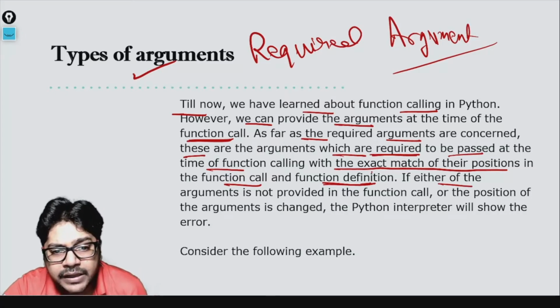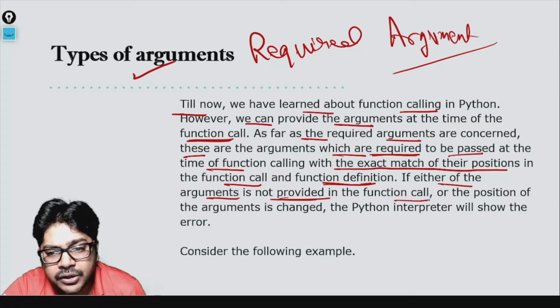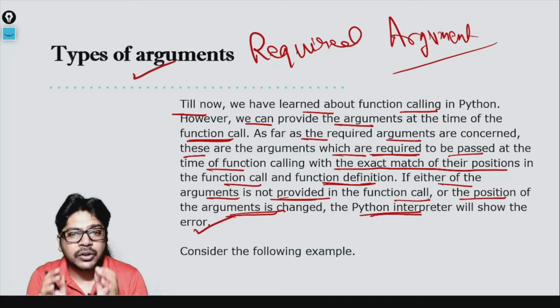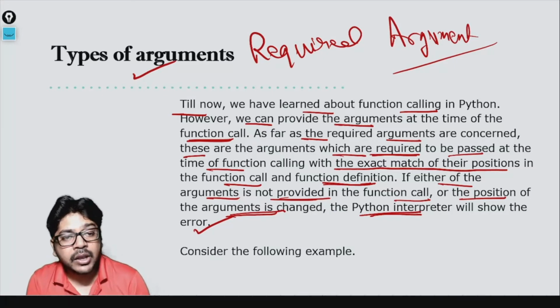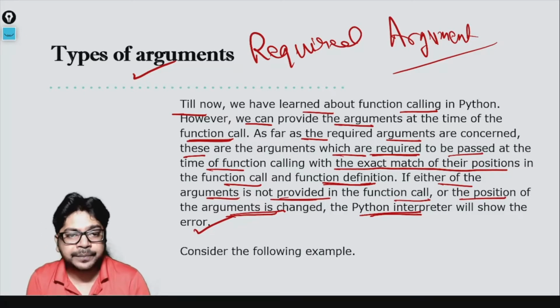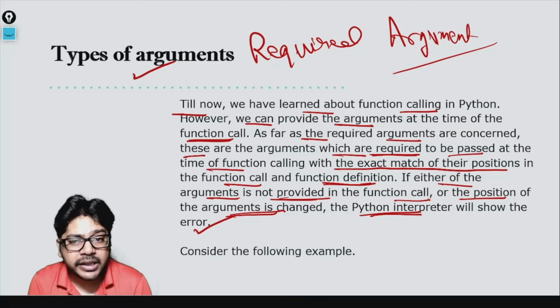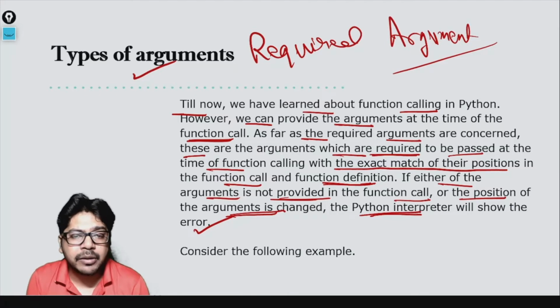Okay, if either of the arguments is not provided in the function call or the position of the argument is changed, the Python interpreter will show the error. So required arguments are those arguments which are mandatory, because while defining the function you gave a certain number of arguments. So when calling that function, you must also give the same number of arguments and their position must also be the same. If either the number of arguments is not matching or their position is not matching, then in either of these cases, the Python interpreter is going to show you an error.